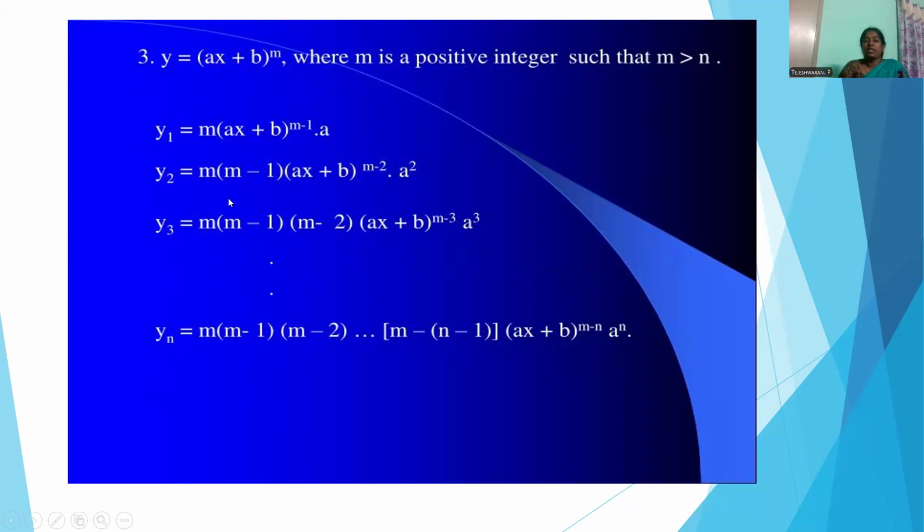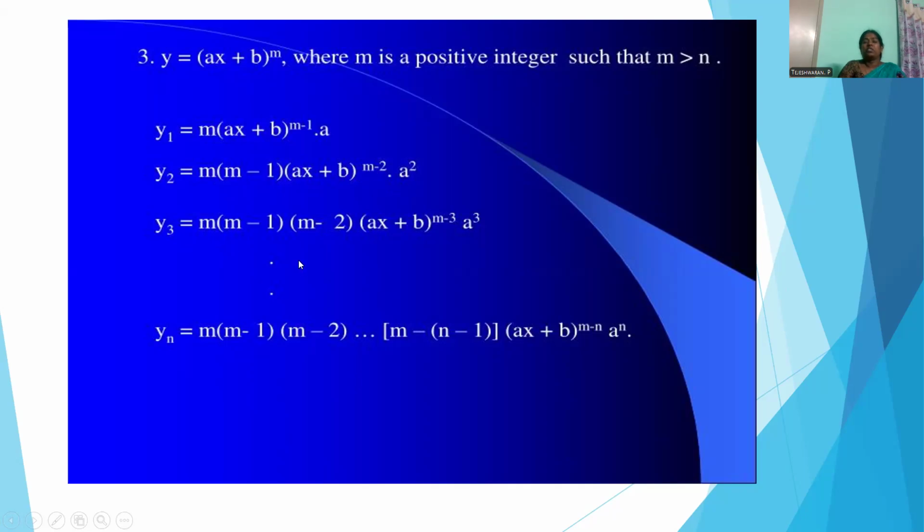Then we differentiate the second time, we get the second derivative, that is y2. y2 equals m into m minus 1 into ax plus b the whole power m minus 2. Already in the first derivative we have a. Again we differentiate ax, we get a. Therefore we have a into a, that is a square. In the answer we have m into m minus 1, ax plus b the whole power m minus 2, into a square. If we differentiate the third time, we get the third derivative equal to m into m minus 1 into m minus 2, ax plus b the whole power m minus 3, into a cube.